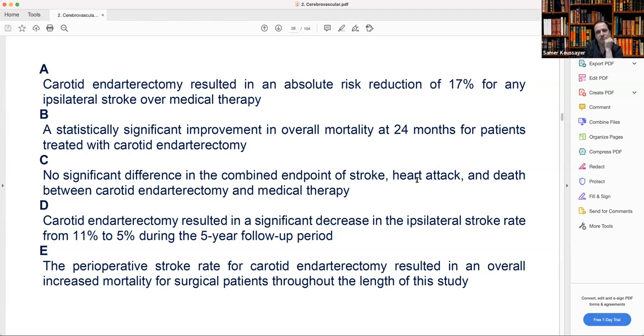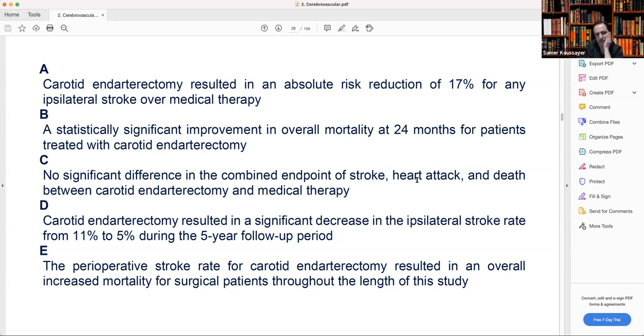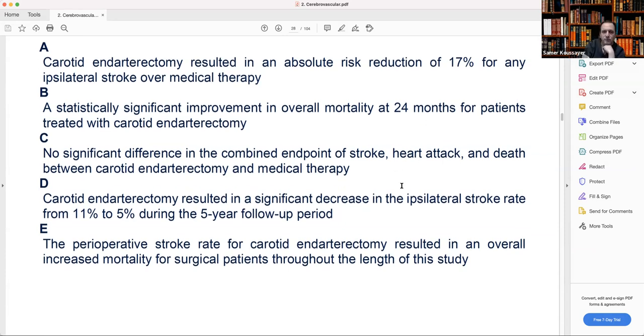The preoperative stroke rate for carotid endarterectomy resulted in an overall increased mortality for surgical patients throughout the length of this study, no? I mean, it could be right, I'm saying, but no, it's not part of the trial. Okay, that's good.